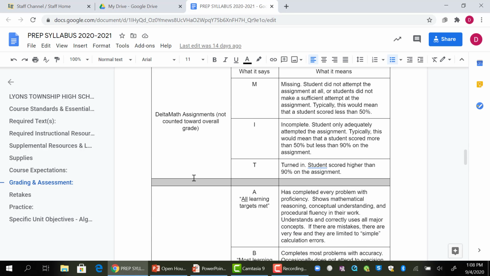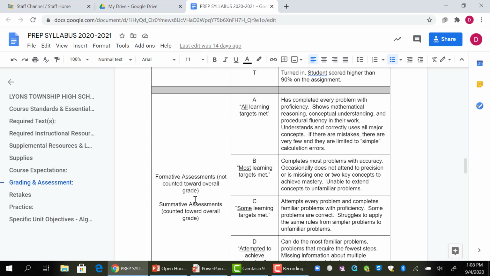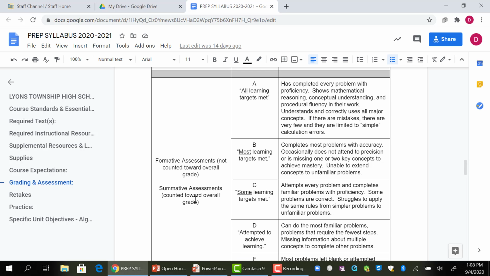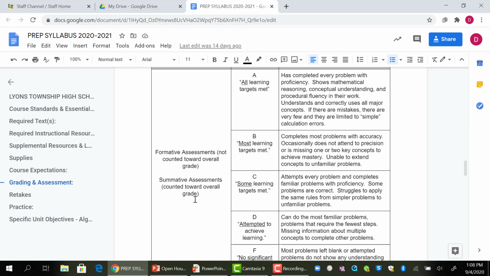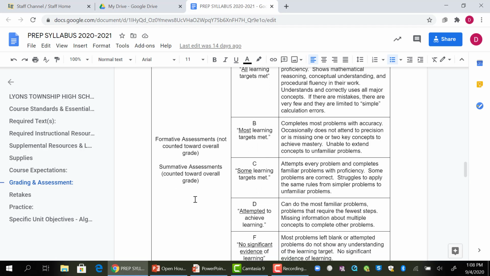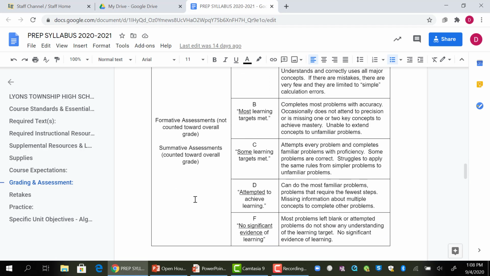So for our summative assessments, which are counted towards our overall grade, you'll see a letter grade A through F. A means that all learning targets are met. Our summatives will be broken up into individual objectives, so the student knows exactly what they're trying to obtain. B means that most of the learning targets are met. C means that some of them are met. D means they attempted to achieve the learning. And F just means I don't have any significant evidence to give them a letter grade for that.